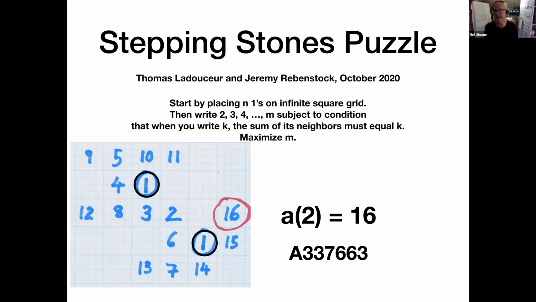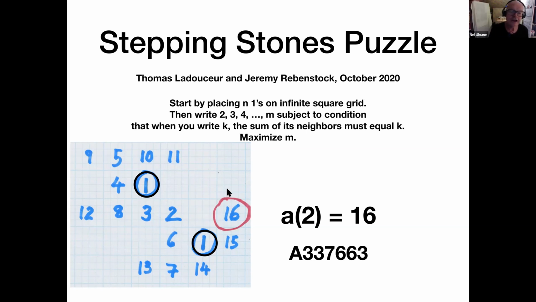So that was the end of the first impossible problem. The second impossible problem is the stepping stones puzzle. This was invented by 2 undergraduates from Michigan in October of a year ago. And the game goes like this. It's a puzzle, and you play it on the square grid. You put down stones on a square grid, and you start off with 2 stones that are labeled 1, and you can put them anywhere you want, which is why this sounds impossible. You can put them anywhere at all on the square grid.